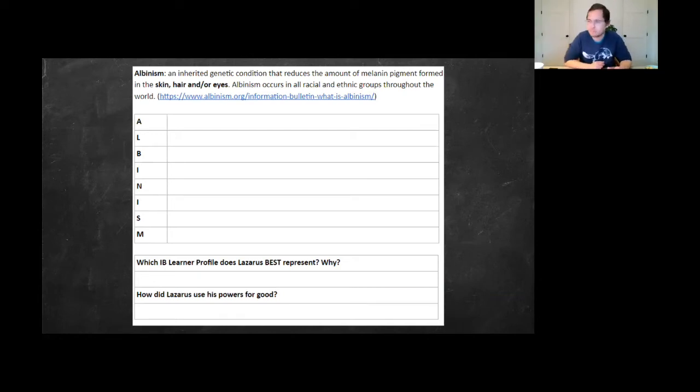There's an awesome resource, albinism.org. Honestly, as you're thinking about this lesson, this may trigger something in you that says, hey, I want to do something about this for my community project next year in 8th grade. And if so, that's great.